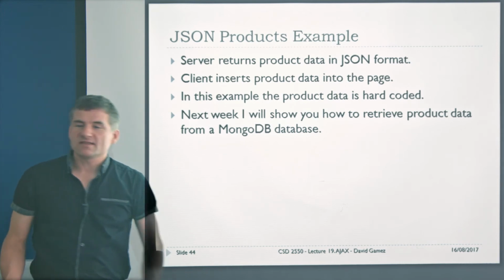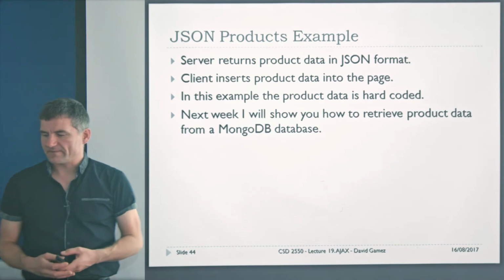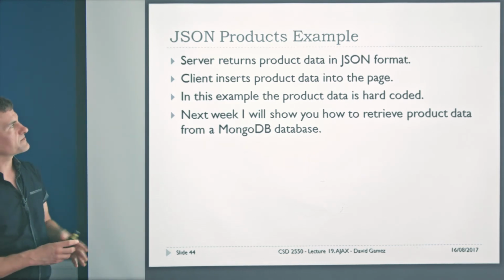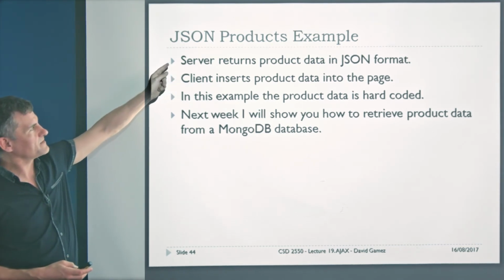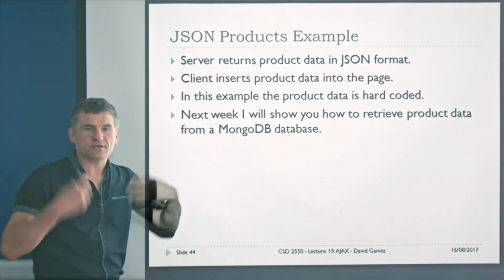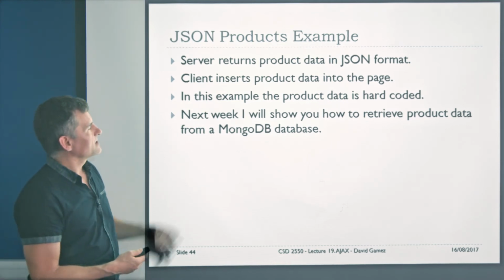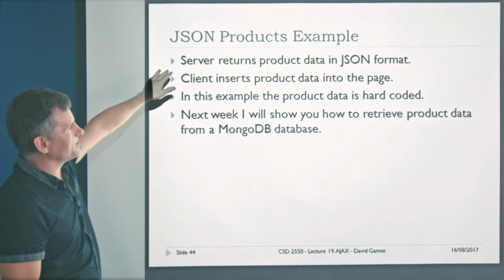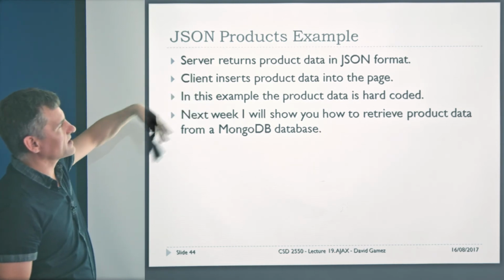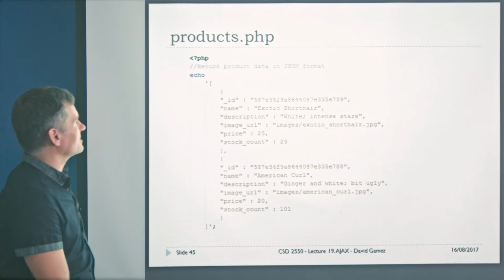So I'm going to give you a little example about how the server could return product data in JSON format. In this case, this is hard-coded product data. But next week, I'll show you how you could actually get that product data from a MongoDB database. So the server's returning some product data in JSON format, and then the client is inserting this product data into the page using JavaScript. So I'll go through this little example here.